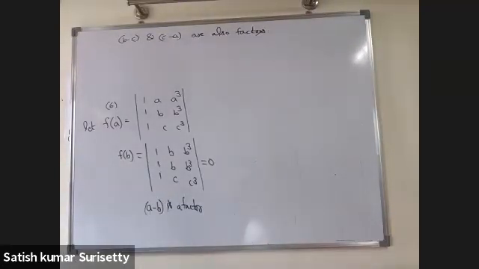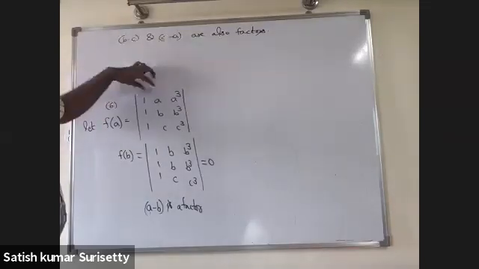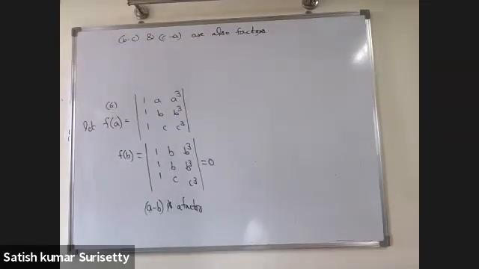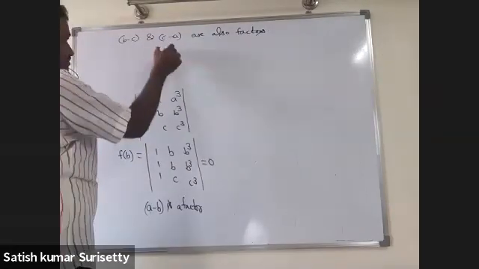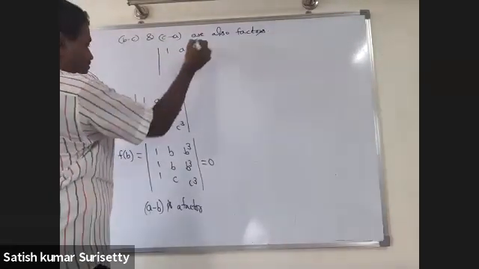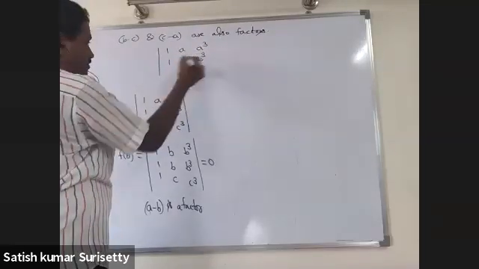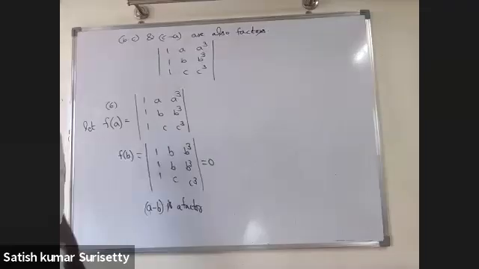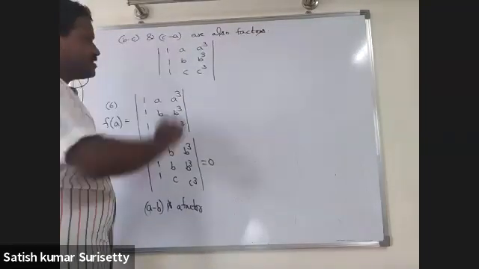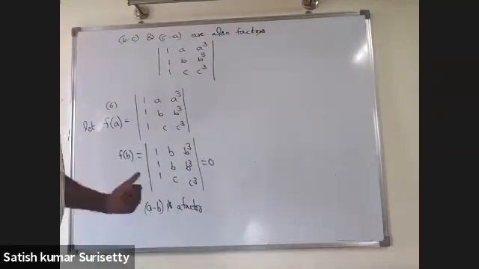Now you have to identify what is the degree of the given determinant. What is the degree of the given determinant? 4. Why? Because when I expand, you will have exponent 4. The degree will be 4.